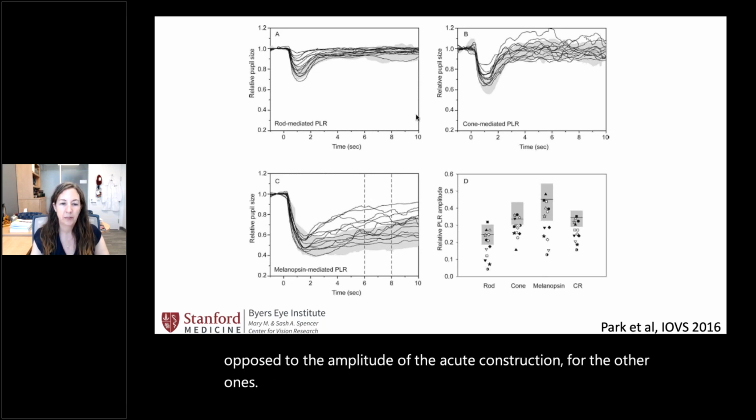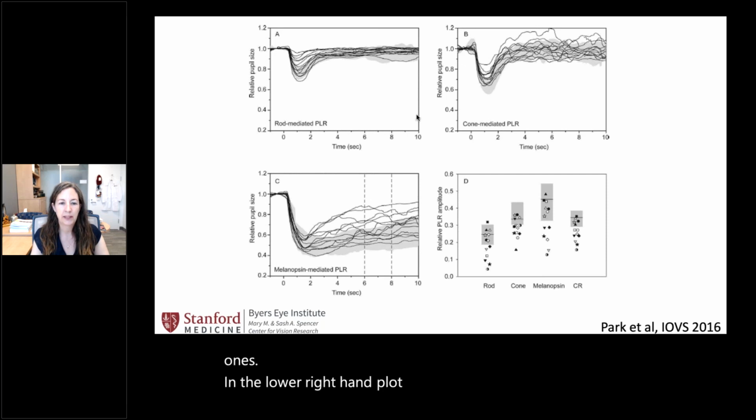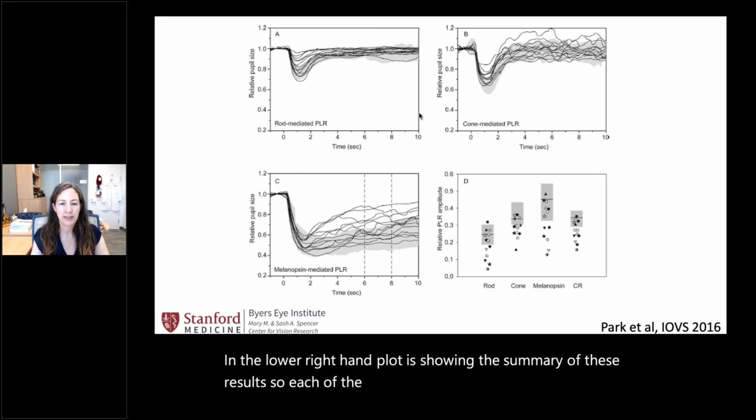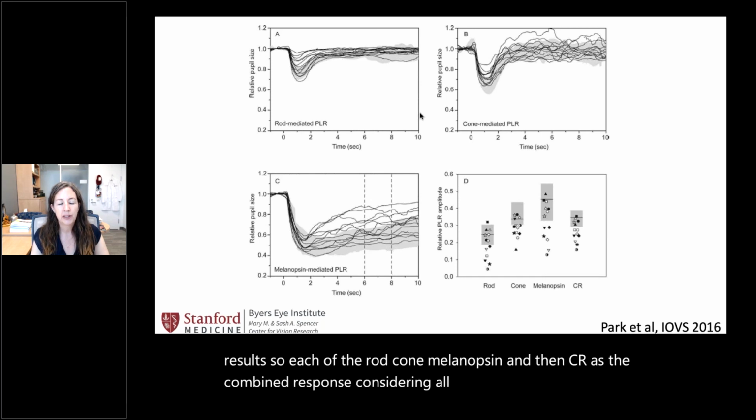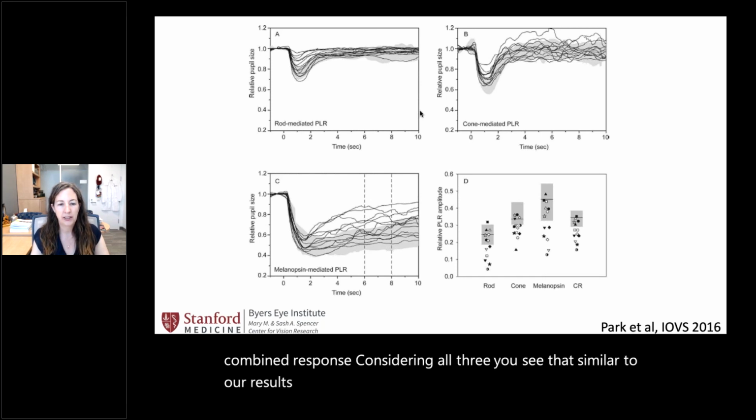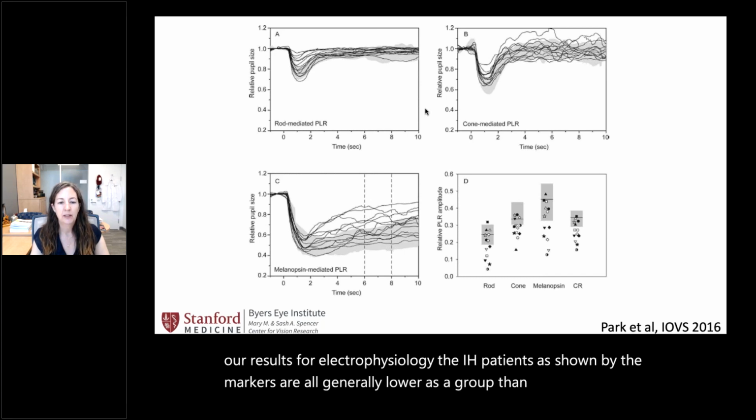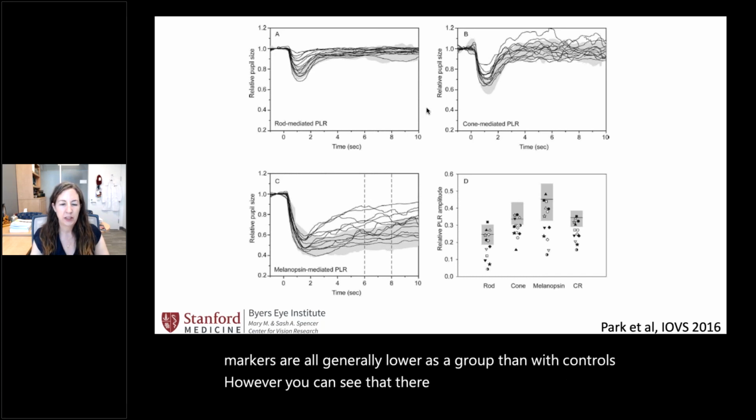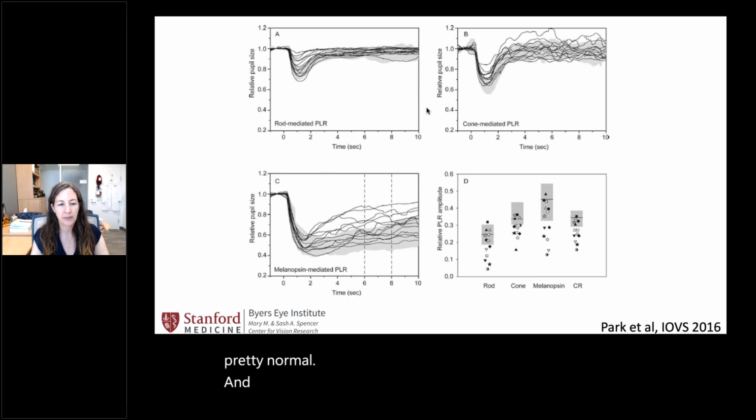In the lower right-hand plot is the summary of these results. So each of the rod, cone, melanopsin, and then CR, which is the combined response considering all three, you see that similar to our results for electrophysiology, the IIH patients, as shown by the markers, are all generally lower as a group than controls. However, you can see that there are some IIH patients that are pretty normal and falling within the control gray bars, and some that are clearly abnormal.